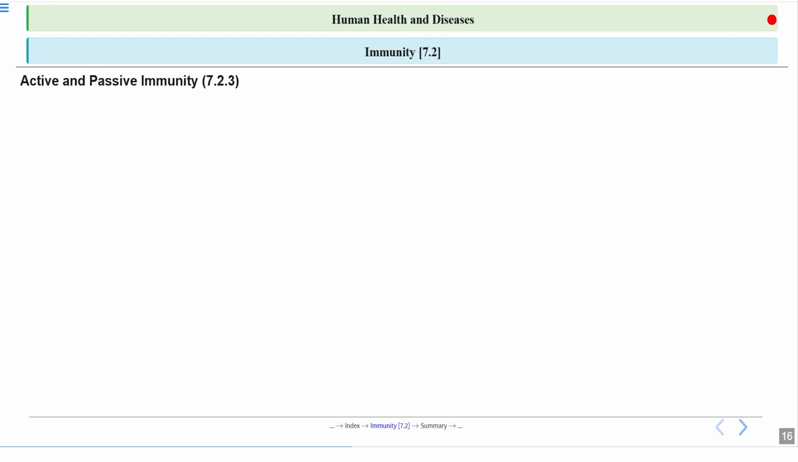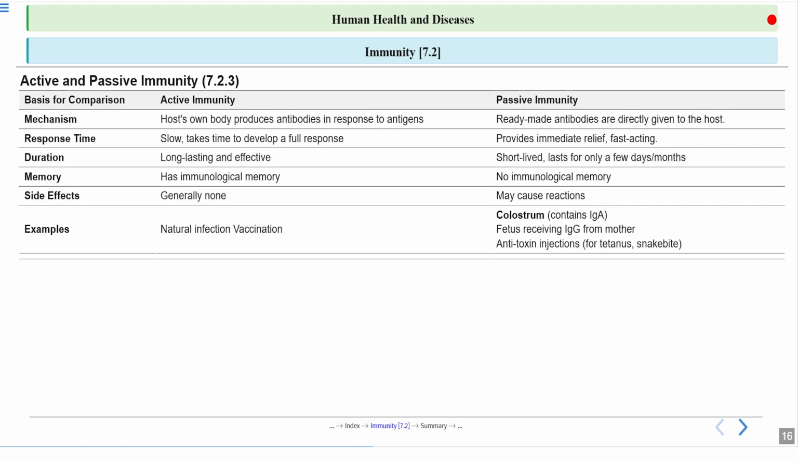Now let's talk about active and passive immunity. What is the difference between active and passive immunity? Okay, so here you can see a table showing the difference between active and passive immunity. Active immunity involves the host's own body producing antibodies in response to the antigens, a process that is slow to develop but results in long-lasting effective protection with immunological memory and generating no side effects.